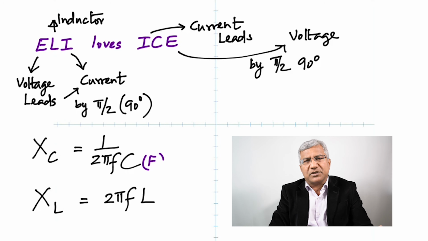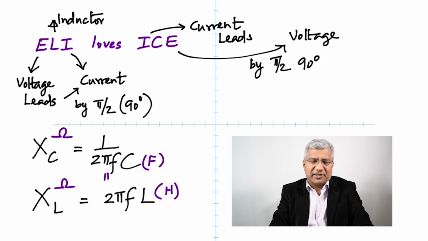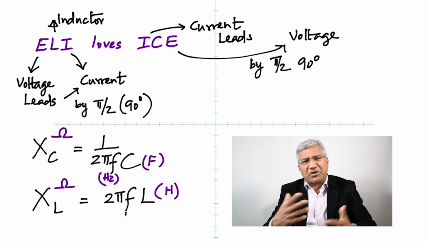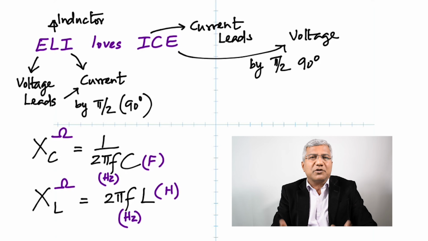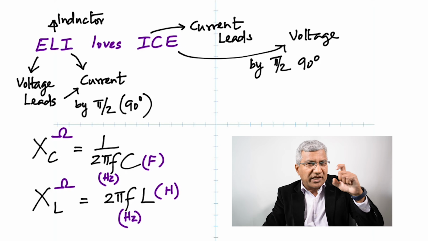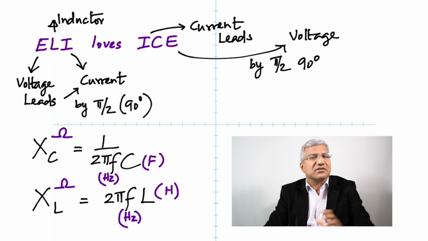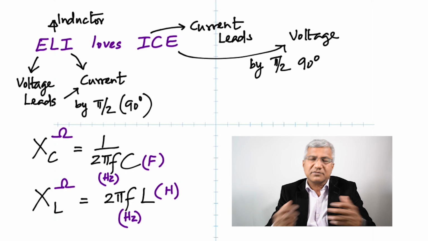Again, F is the frequency in hertz. L is the inductance in henries. Okay, got to remember all these units. Capacitance is in farads. Inductance is in henries. But the reactances are going to be in ohms because the reactances are just like the resistance. So that's why it's measured in ohms.